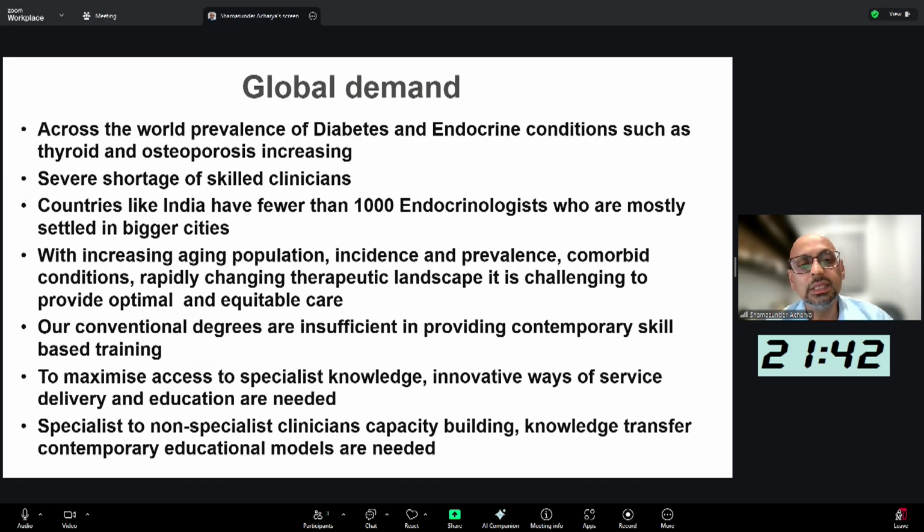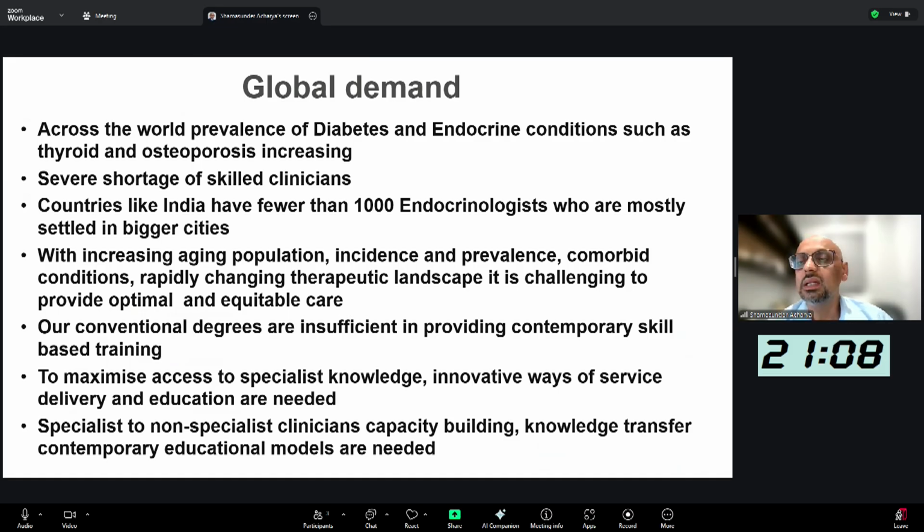With the increasing aging population, incidence and prevalence of comorbid conditions, and rapidly changing therapeutic landscape, we are all finding it very difficult to be up to date with everything. For instance, in the diabetes field alone, there are going to be another 15 or 20 different types of GLP, GIP, myokine, all sorts of combination medications evolving. How do we learn ourselves and how do we position them in clinical practice is a big challenge.